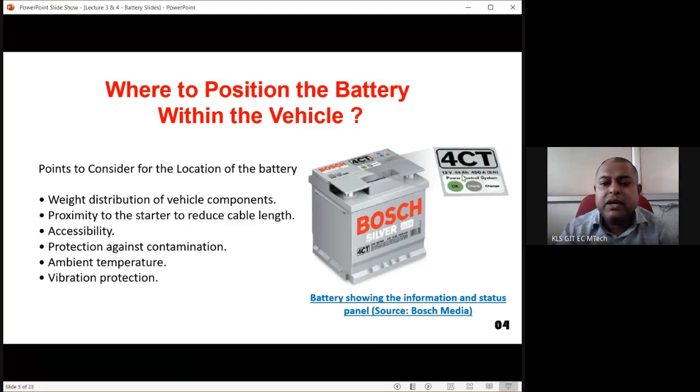So I'm giving you some work. Just find out every point in it. This is homework for you. Next day when you are coming, I'll ask you. Just find what is meant by 4CT, what is meant by 12 volt, 444 ampere hour, 450 ampere EN, what is meant by power control, what is check, what is change, all these things you just find out.